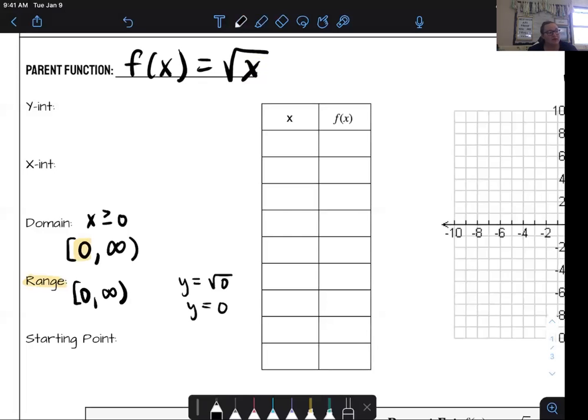So for our domain and our range, in this case, for the parent function, they're actually the same. All the x values go from 0 to infinity. All the y values also go from 0 to infinity.